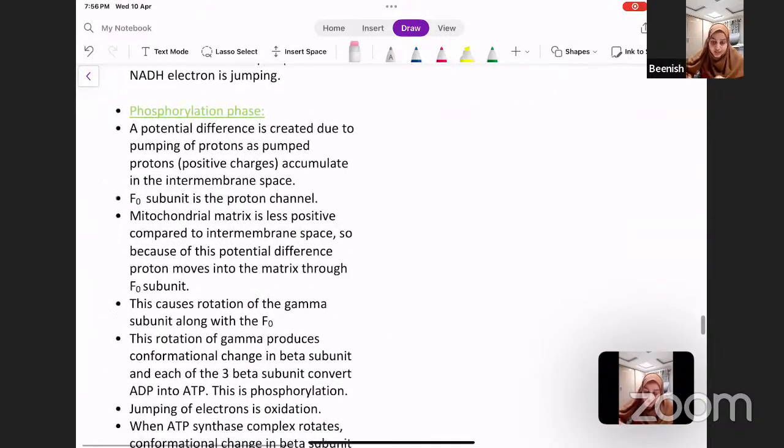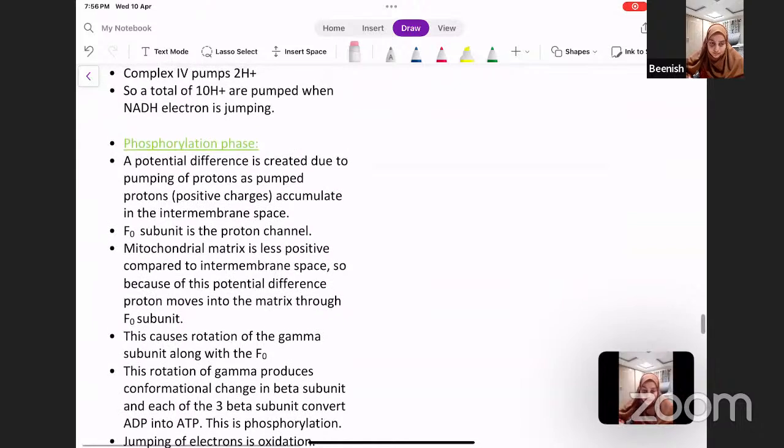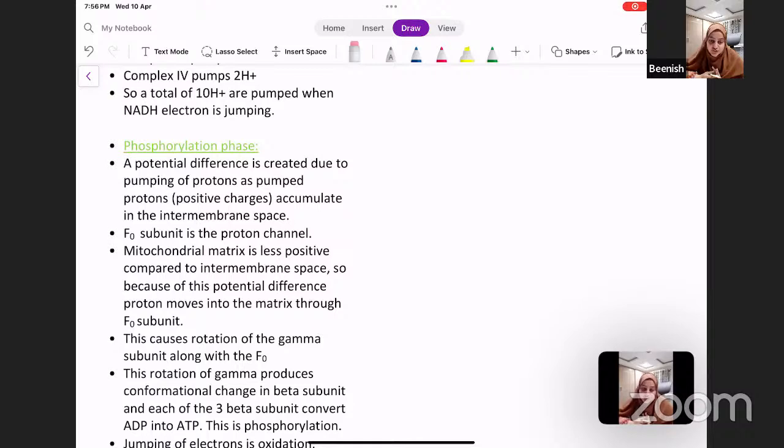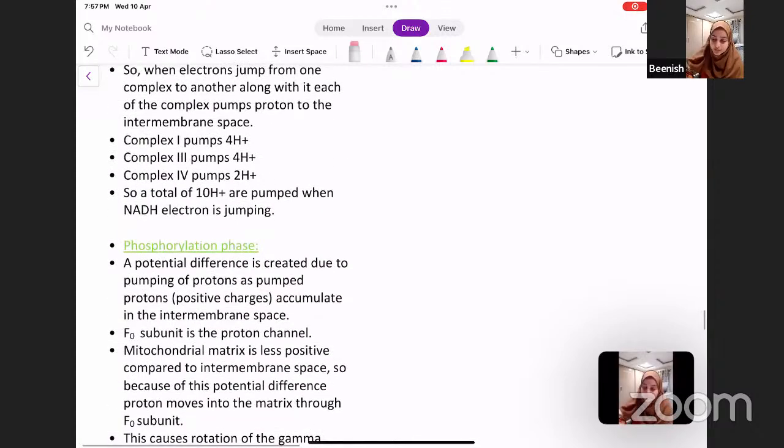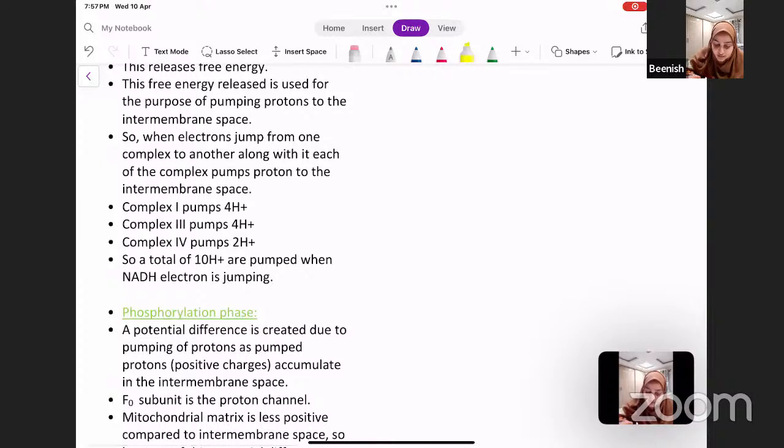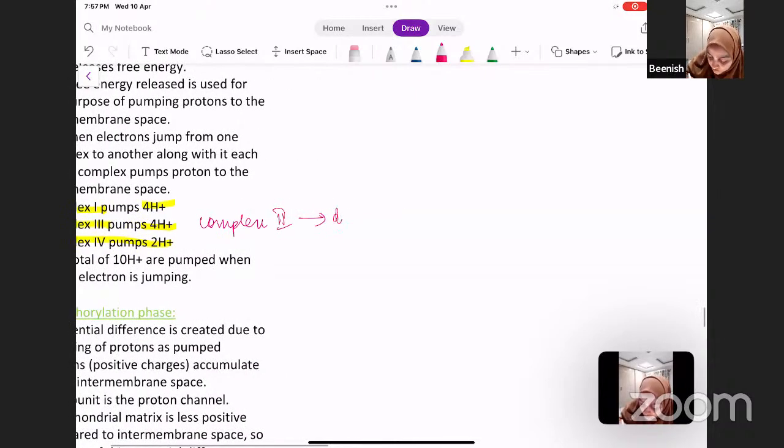Now moving on to the phosphorylation phase. When electrons are jumping, free energy is released, and that free energy is trapped to pump protons. In other words, it is trapped to form ATP. Your electrons jump from one complex to another, releasing free energy, which is used via the complexes to pump protons from the matrix into the intermembrane space. Here the numbers are given: complex 1 pumps 4 protons, complex 3 pumps 4 protons, complex 4 pumps 2 protons, and complex 2 does not act as a proton pump.